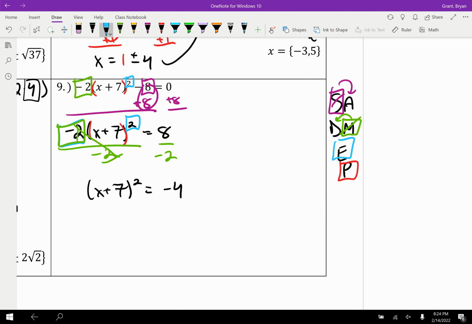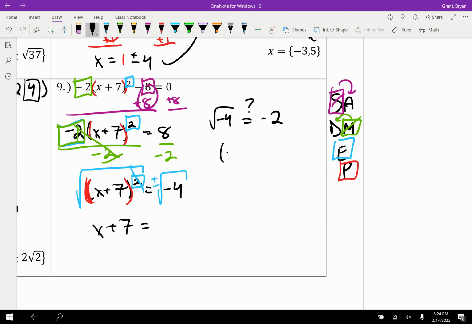We still have two numbers attached. We have a square and these parentheses, so we of course tackle the square first. Square root, don't forget your plus minus. Leaves us with x plus 7 equals, let's see, what is the square root of negative 4? Is it negative 2? Let's see, square root of negative 4, is it equal to negative 2? Well, let's check it. Negative 2 times negative 2, oh, that's positive 4. That doesn't give us a negative.